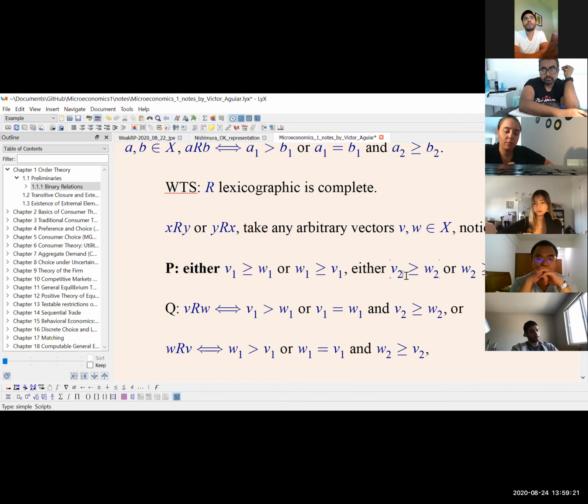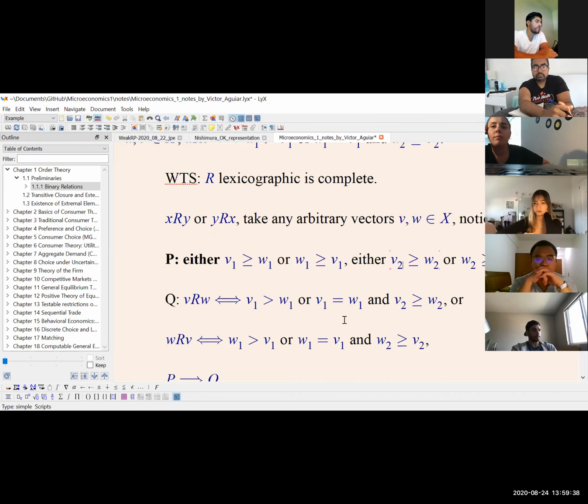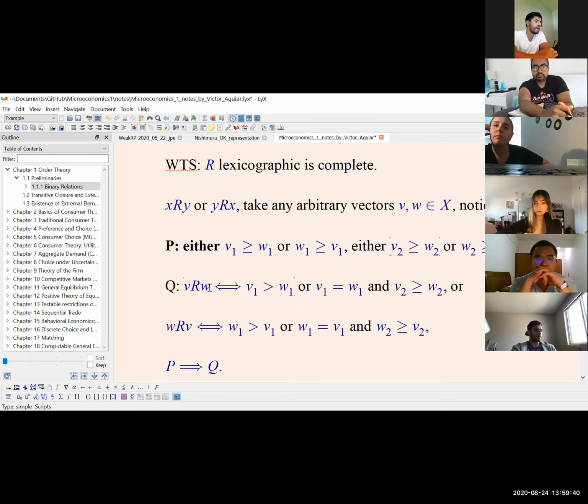So the first order that we noticed was complete already. And now the main part of the proof is going to show that completeness, entry by entry, will carry on through the lexicographic order to the vector orders, right? And therefore ranking any two vectors. So the conclusion is that either V is in relation with W or W is in relation with V.